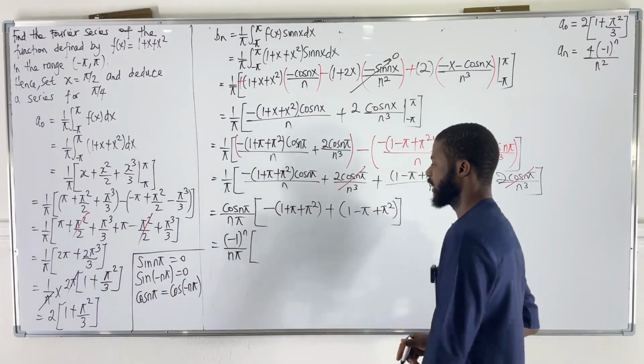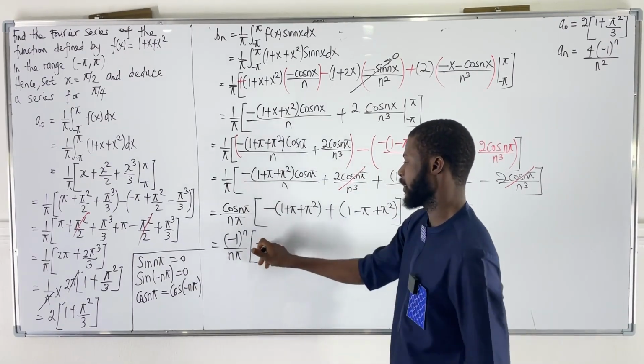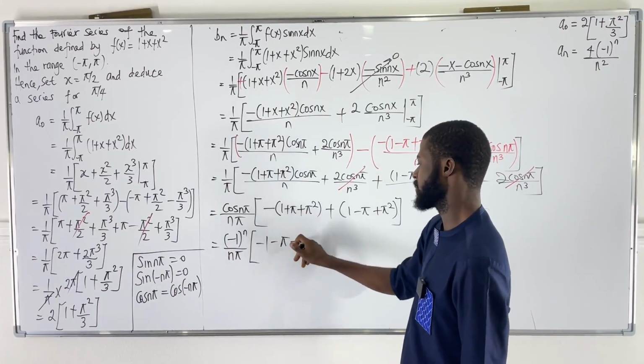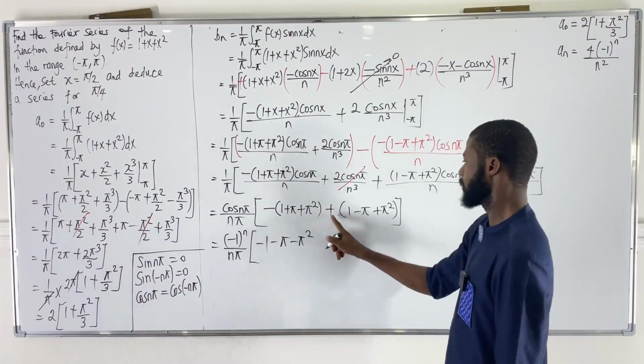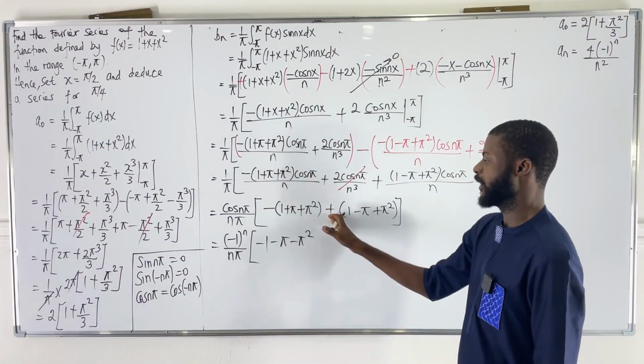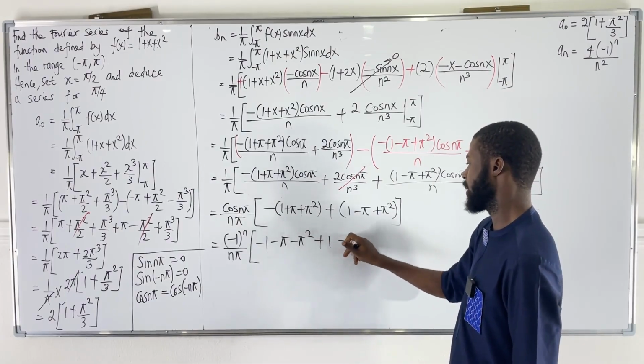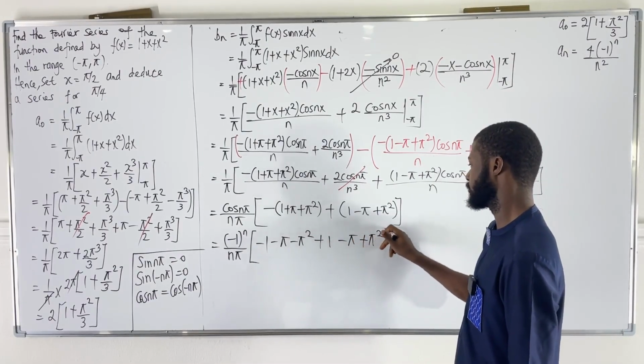Now let's open up the bracket. Minus times 1 is minus 1. Minus times pi is minus pi. Minus times pi squared is minus pi squared. Plus times 1, in fact, when you open everything by plus, it's still going to be the same. So this is plus 1 minus pi plus pi squared.